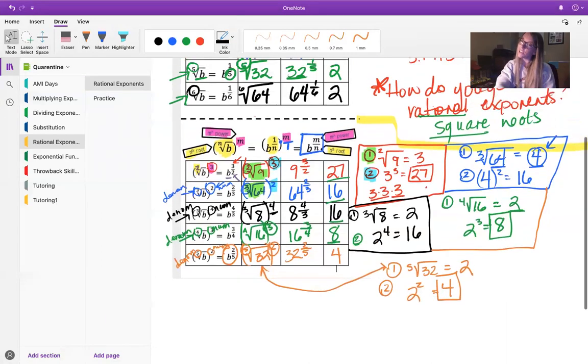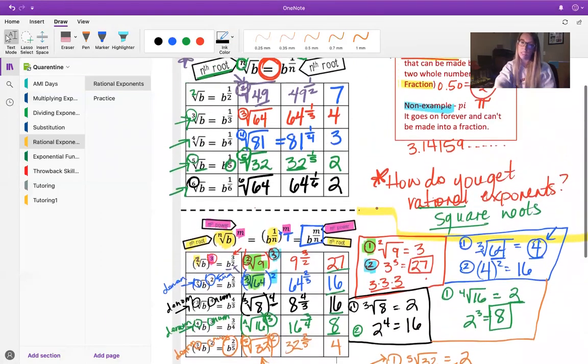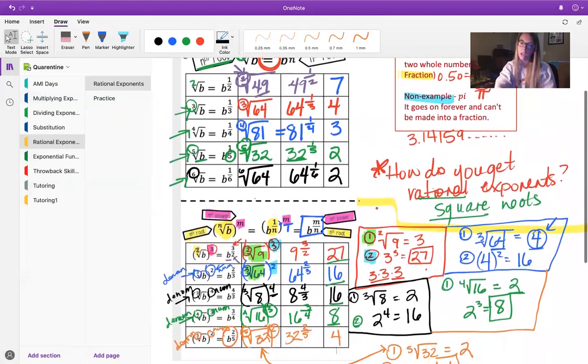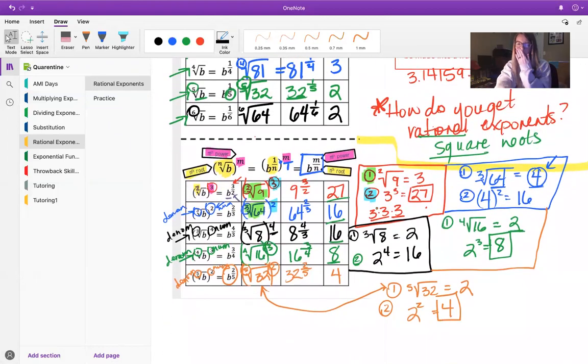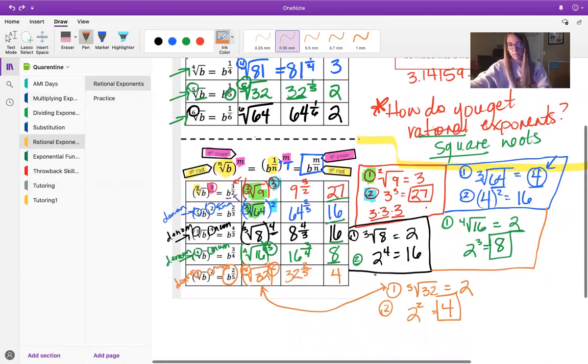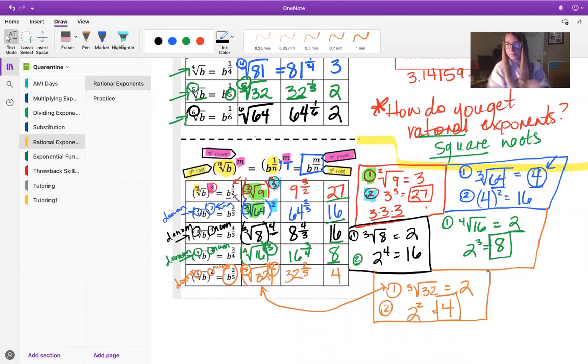And that is how you do rational exponents. They all stem from square roots. That's how you do it. All right, I'll have the next video for us to go over all the practice problems.